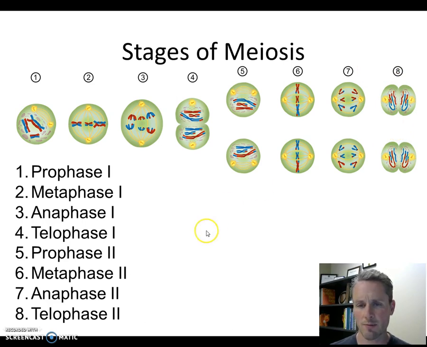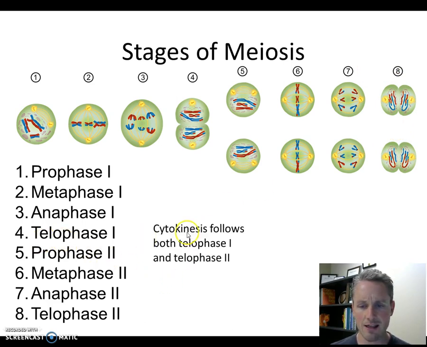The only other point I want to make here is to remember that telophase is always associated with a cytokinesis event. So following Telophase I and Telophase II, we have cytokinesis. And that's how we go from 1 cell to 2 cells after Telophase I, and from 2 cells to 4 cells after Telophase II. All right?